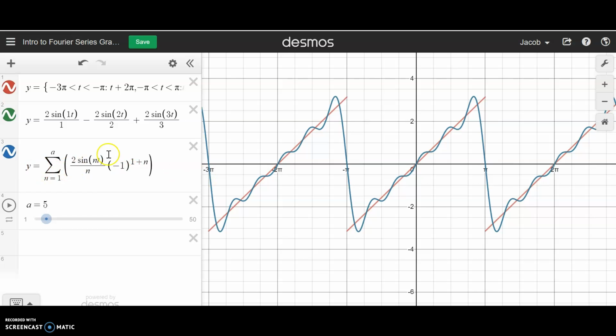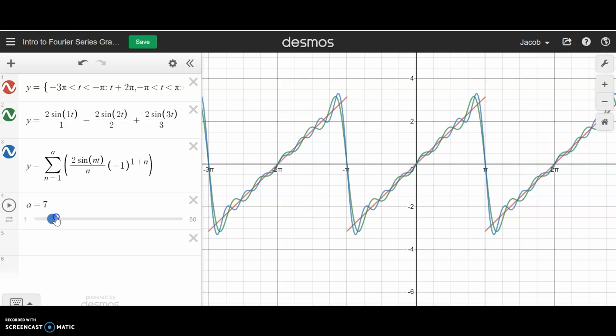So this is a summation way of writing these. You should see that at a equals 5, I would take the sum from n equals 1 to 5 of 2 sine of nt over n. And the n is this and that. And then this negative 1 to the 1 plus n is what makes it alternate positive and negative.